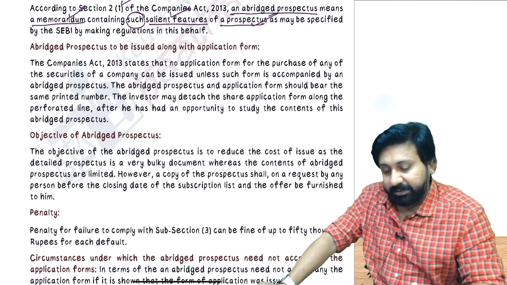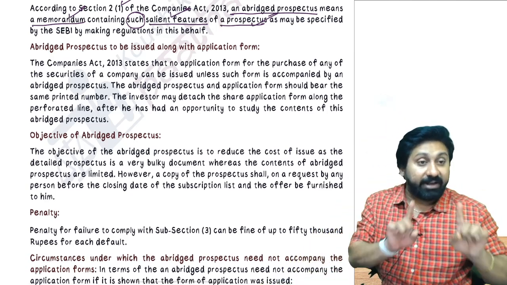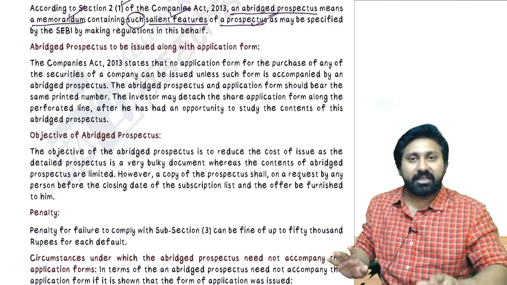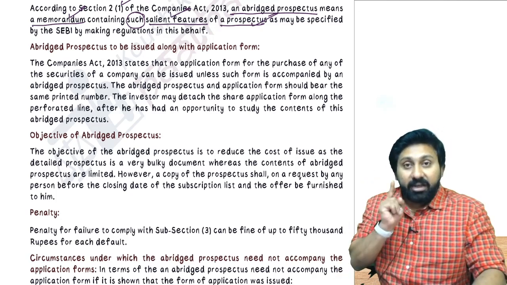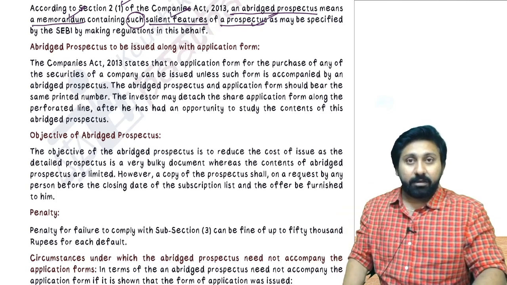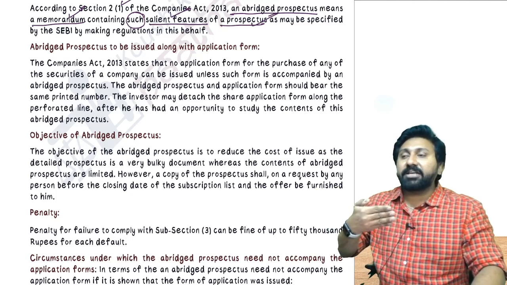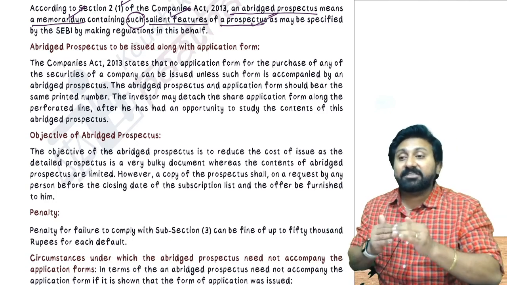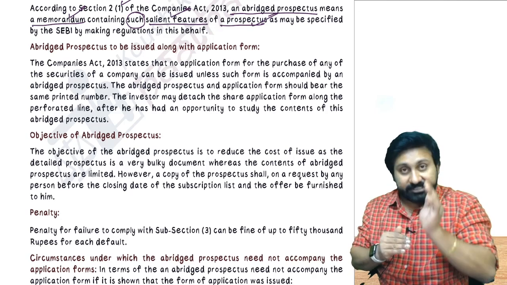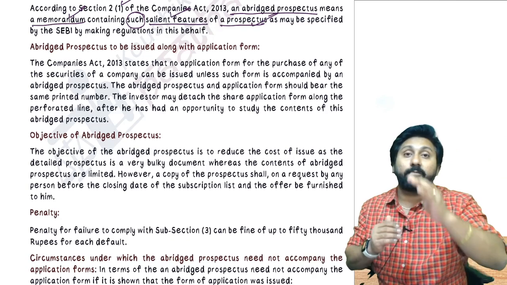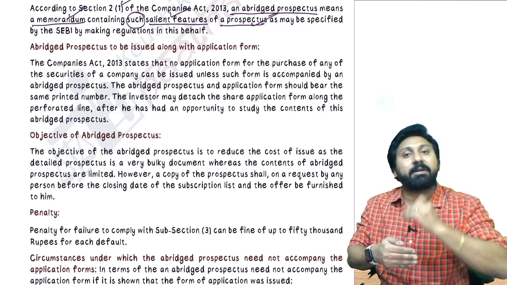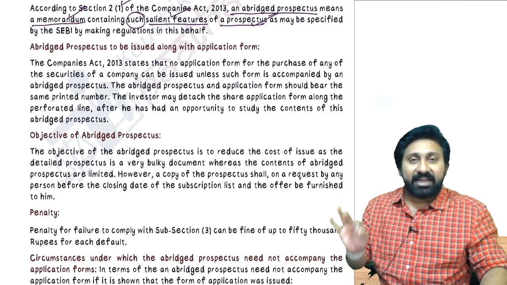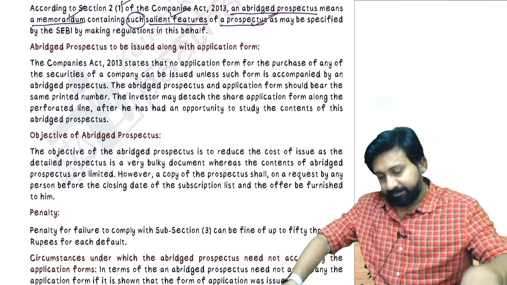Next, abridged prospectus to be issued along with the application form. Sir, what is this? I will explain first. You know application money, allotment money, first call, second call, final call, like that. So many things are there. Always remember, whenever you are issuing the application form for accepting application money, the application form must be attached with the abridged prospectus. That means first know about the company's salient features. After understanding everything about the company, then fill this application form and pay the application money. Therefore, every application form should be attached with the abridged prospectus.